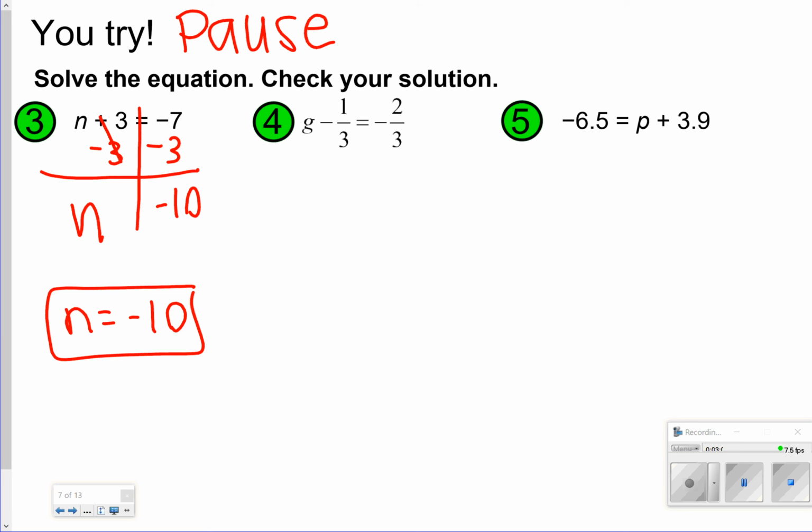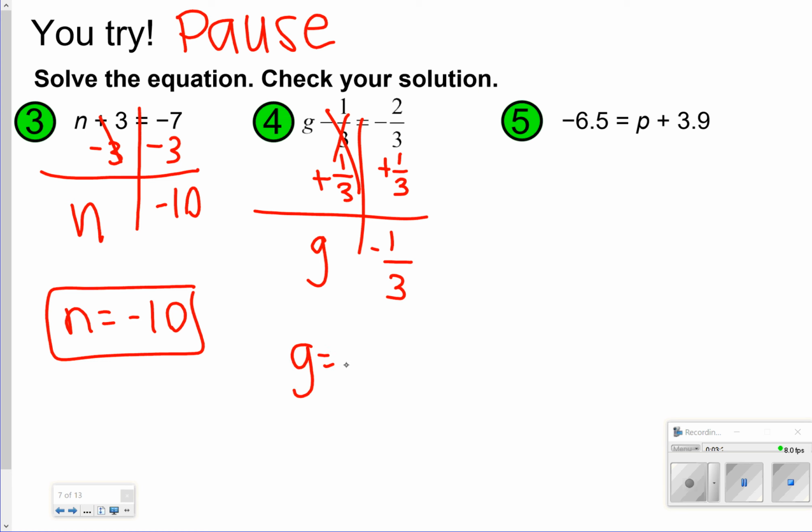For number 4, I see g minus 1/3. If I add 1/3, that's going to move it to the other side. Again, being careful with my negative rules. Negative 2/3 plus 1/3. Those are different signs, so we have to subtract them. So 2 minus 1 is 1. And we're going to keep the sign of the larger value, which is negative. So g for number 4 is equal to negative 1/3.